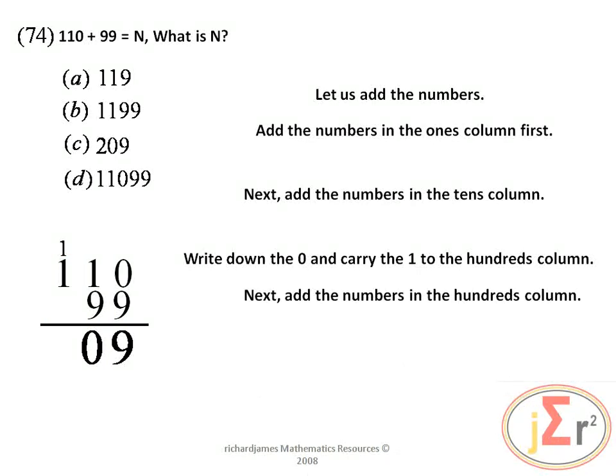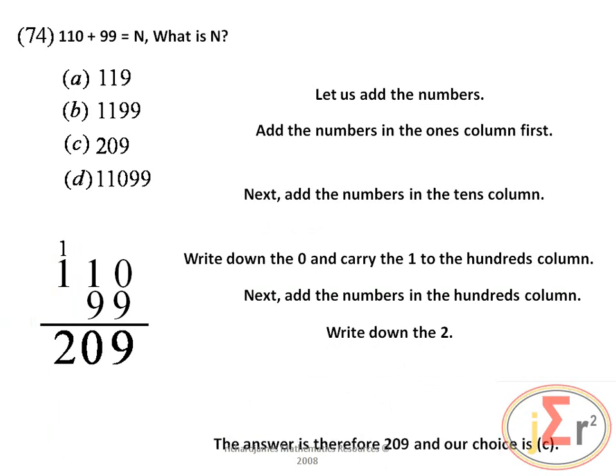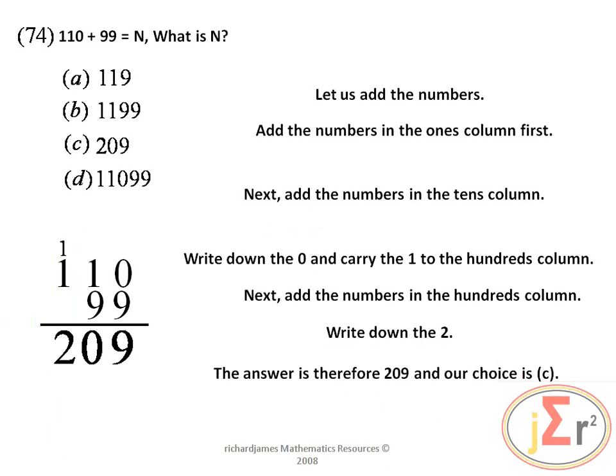So next, add the numbers in the hundreds column. 1 plus 1 is equal to 2. And our correct answer is 209. And our choice is option C.